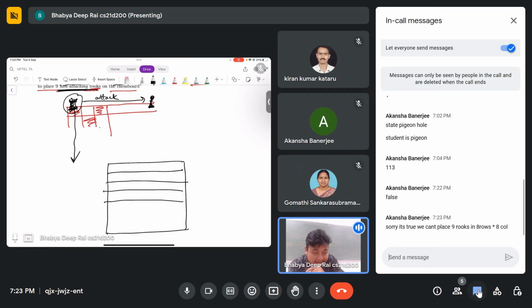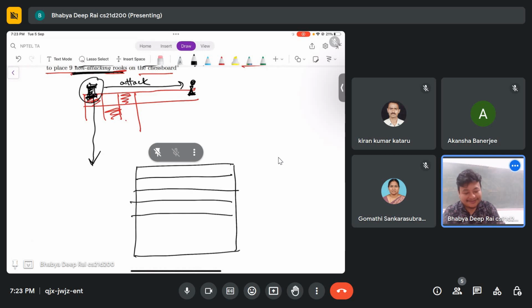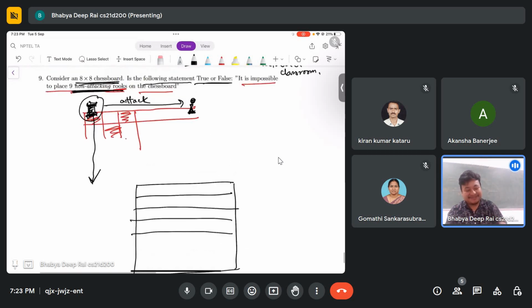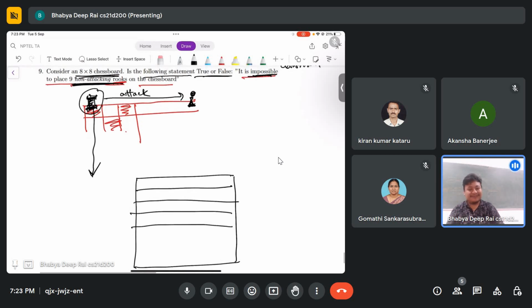Akanksha says, sorry, it's true, we can't place 9 rooks in. Oh, okay. Yeah, the statement is in a negative form. It's saying it's impossible. Right. So it is saying, is it true that you cannot do this?